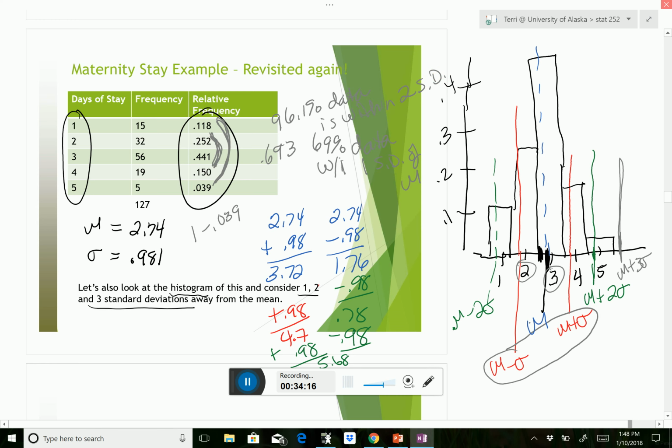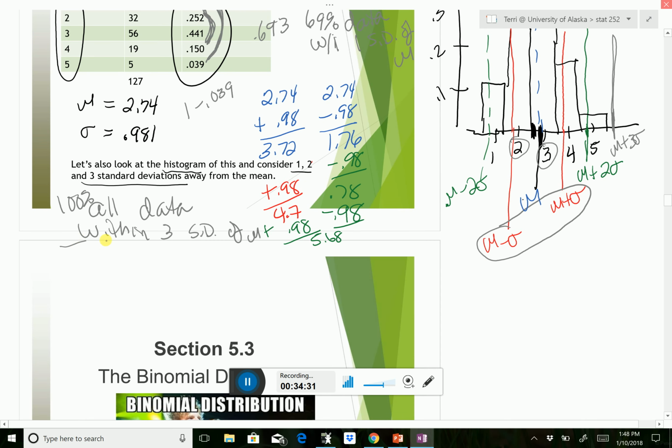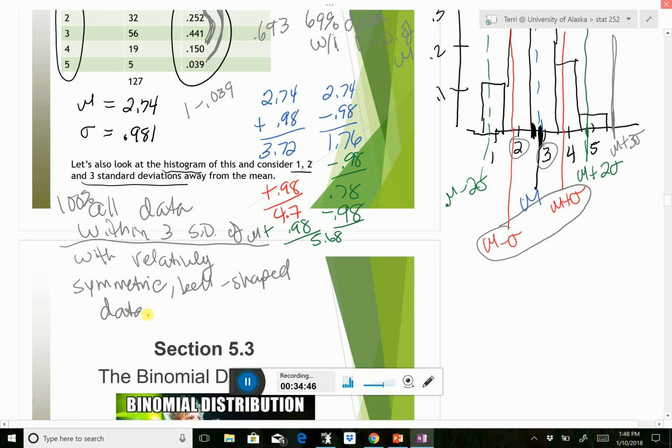And then all data, 100% within 3 standard deviations of the mean. Now this doesn't always happen. Something like this usually only happens with relatively symmetric bell-shaped data distributions. So there we have it.